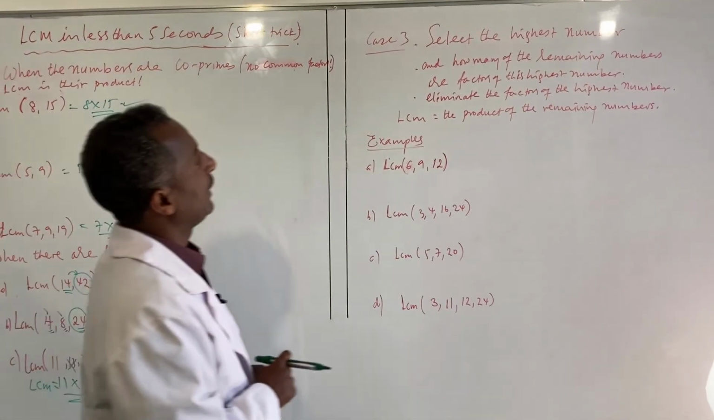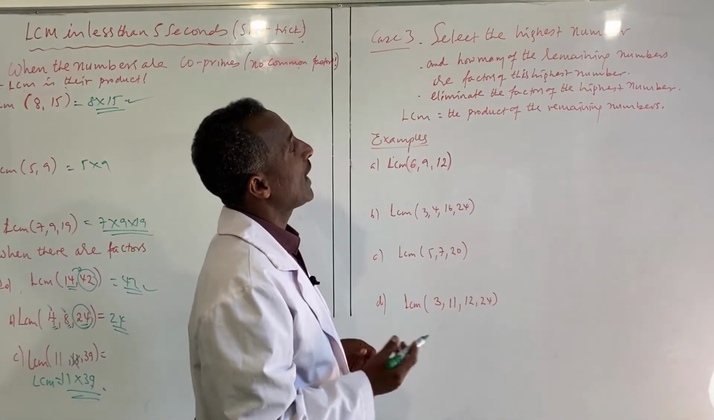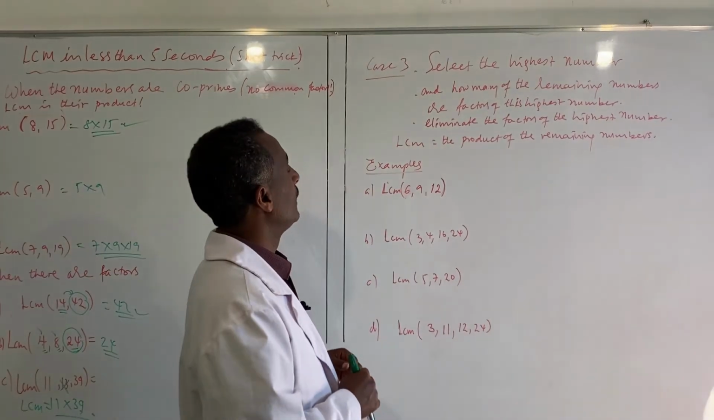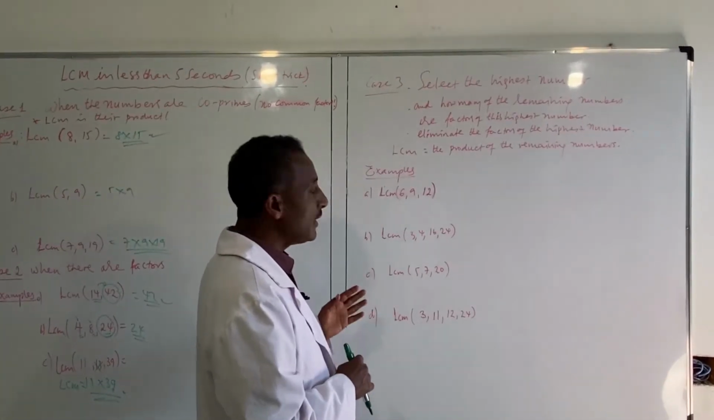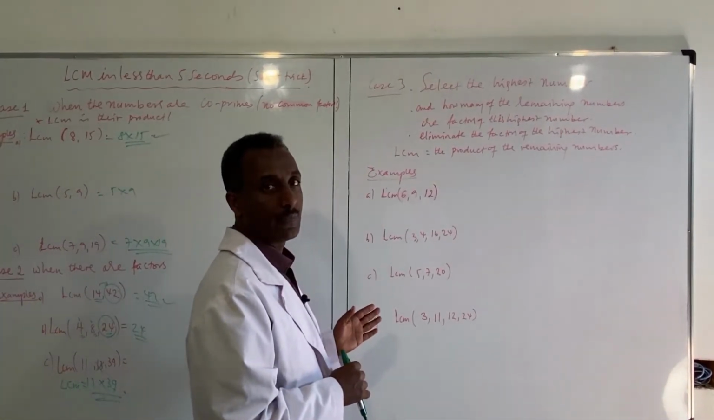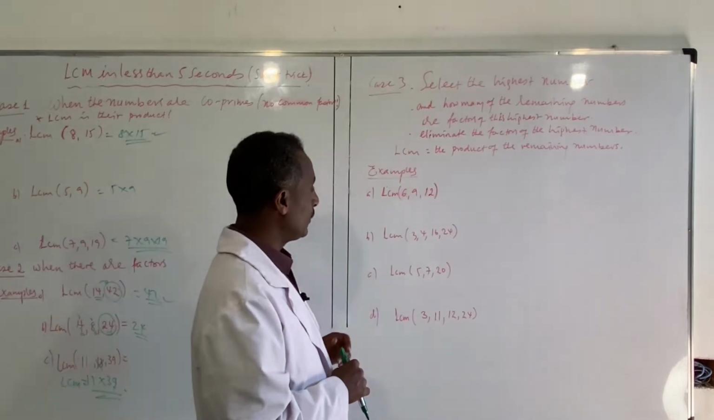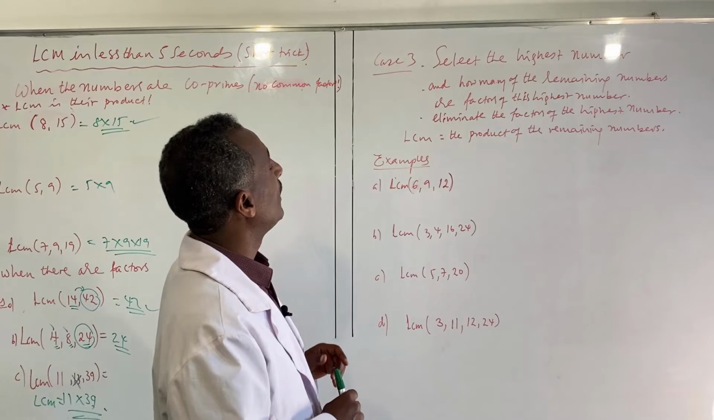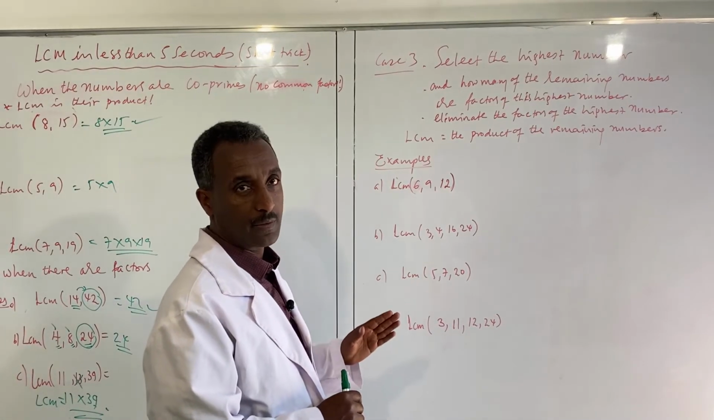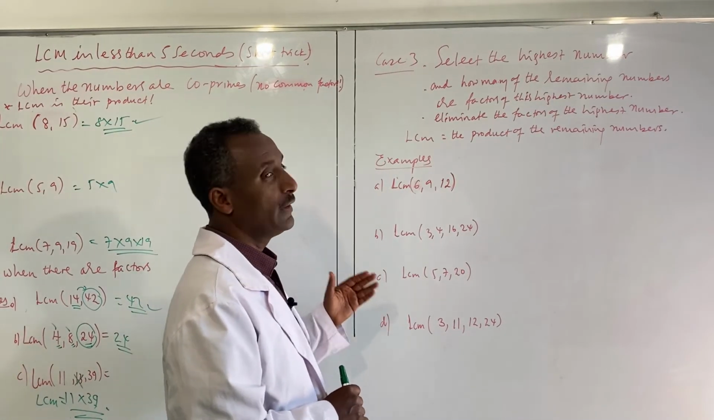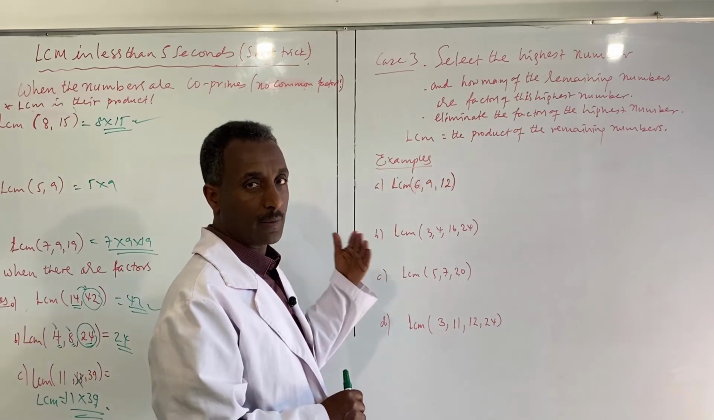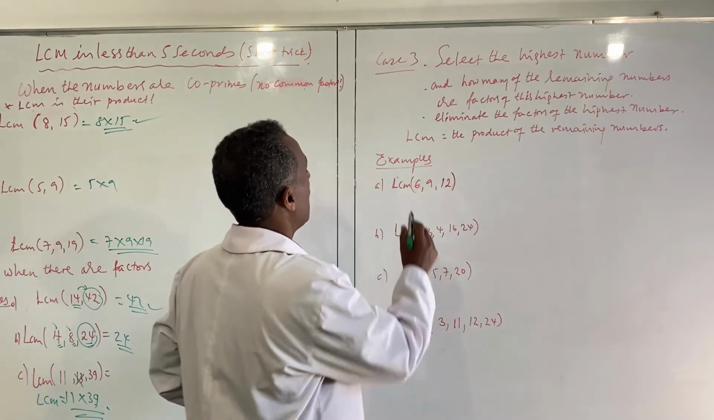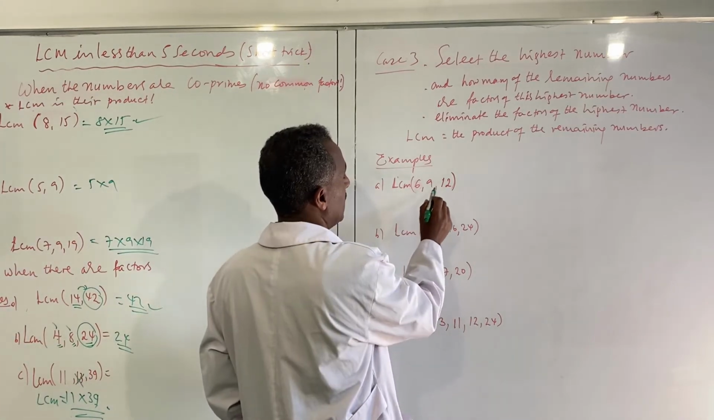The third case is simply we select the highest number out of the numbers we need to find the LCM of. Then we check if some of the remaining numbers are factors of the highest number we chose. Then we eliminate the numbers which are factors of the highest number. And the LCM will be the product of the remaining numbers. Let us see using an example. We need to find the LCM of 6, 9, and 12.